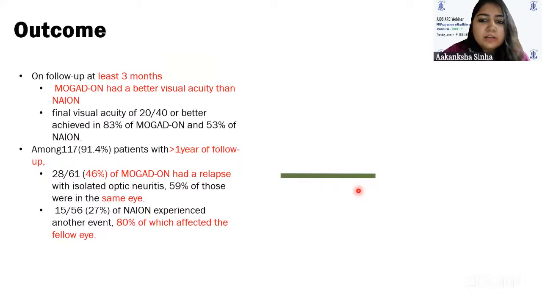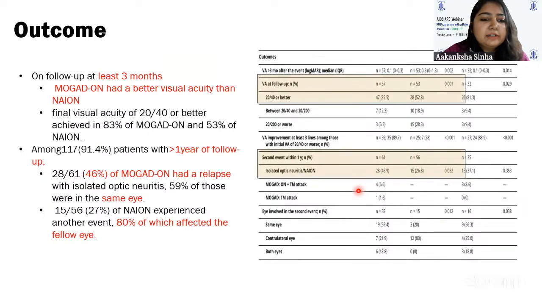In outcome, it is seen that on follow-up of 3 months, MOGAD had better visual acuity than NAION, and after 1 year, more relapses were seen in the MOGAD group, of which most of them were in the same eye. But in the NAION group, most of them were in the fellow eye.